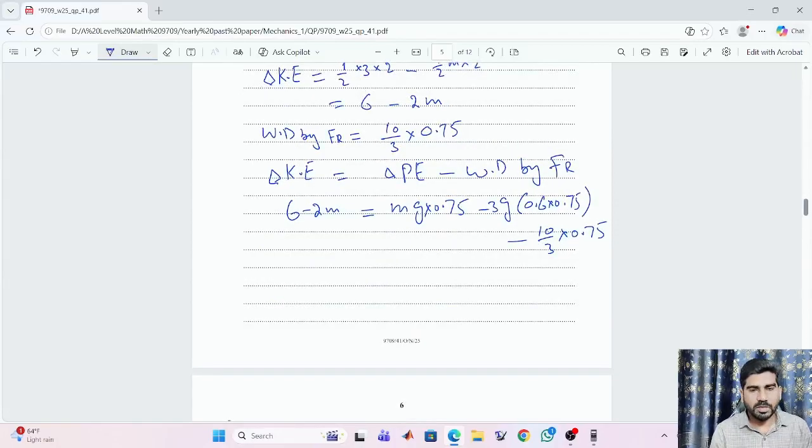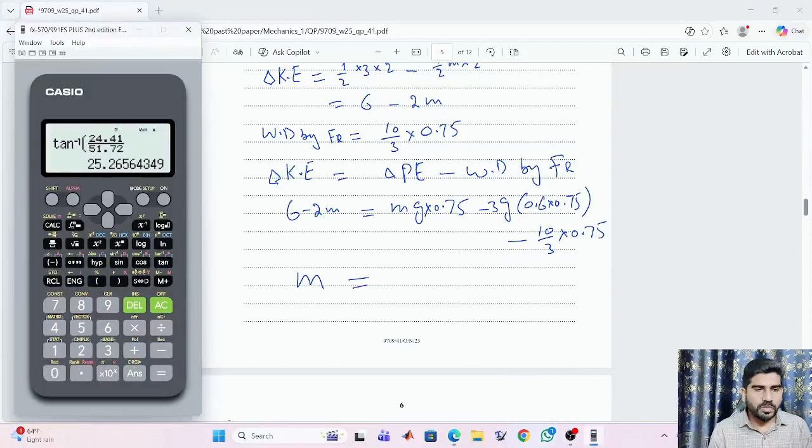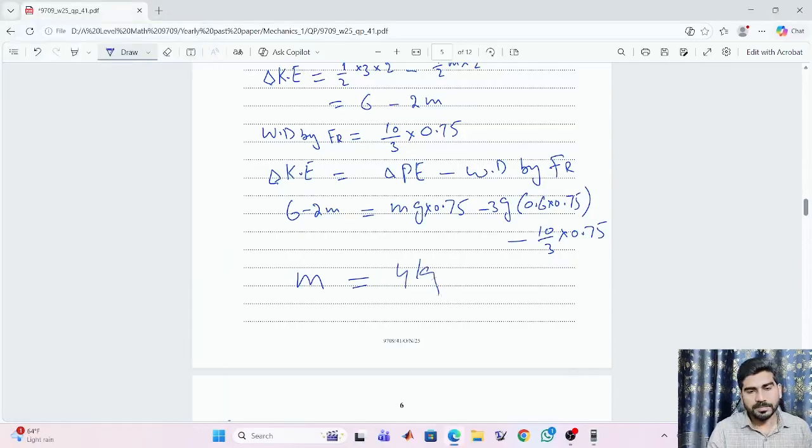From this equation, we can separate the m. So I can just use my calculator to calculate it. There is 2m, and we can just separate the m. It's a big calculation here. I can get the answer, which is 4 kilograms. Okay, this is the mass.